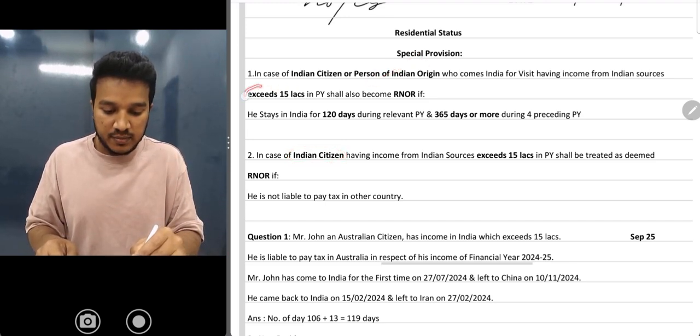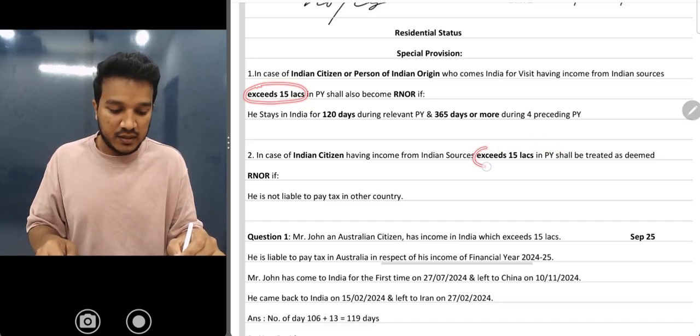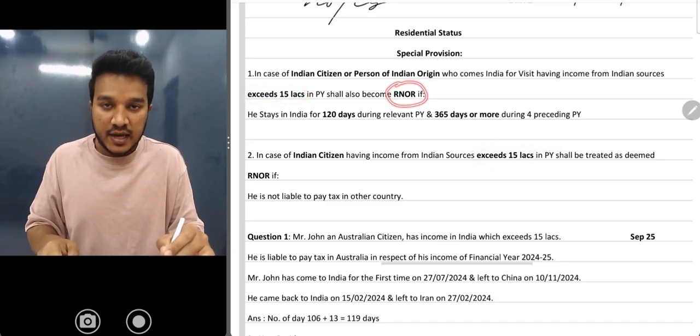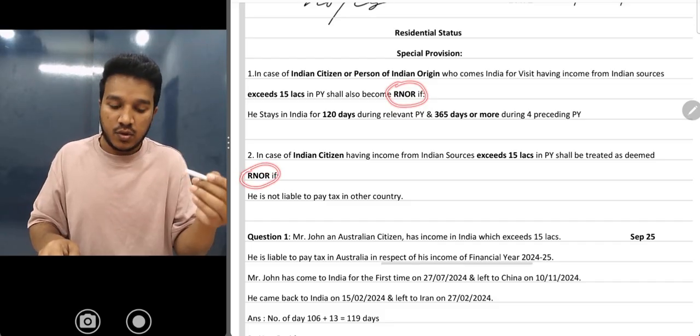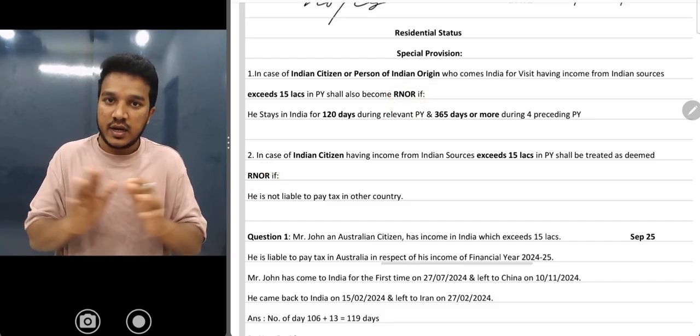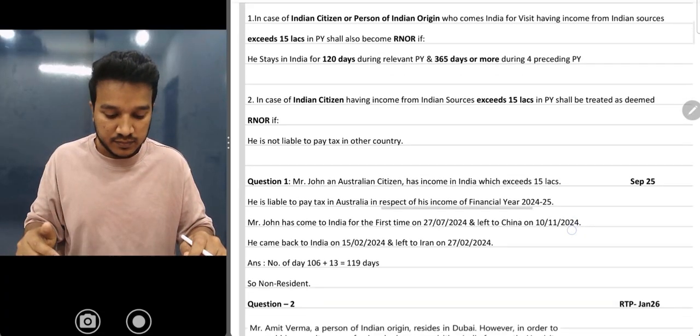Okay. And here also, if it exceeds 15 lakhs, here also income should exceed 15 lakhs. Indian income should exceed 15 lakhs. Here also he'll become RNOR. Here also he'll become RNOR. Okay. And then the conditions, obviously, are different. Okay. Understood till here? Now let's do the question.